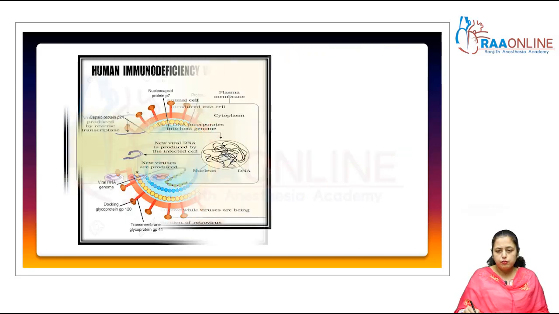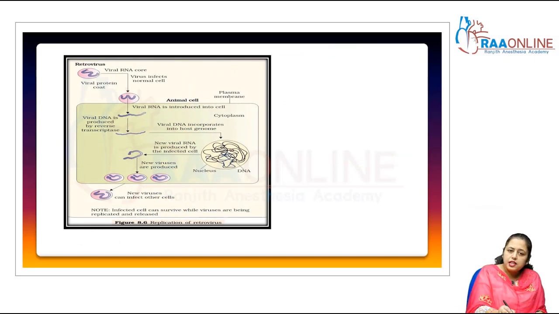So first we can see here, right, that the retrovirus HIV uses its RNA to form a DNA template, right? It is the viral protein code. What will happen, that virus infects the normal cell, and when it infects the normal cell, the viral RNA is introduced in the cell. So viral DNA is produced by the reverse transcriptase, right? And now that viral DNA incorporates with the human genome. So when it incorporates with the human genome, then new viral RNA is produced by the infected cell. And after that, all the cells produced are infected cells, right? So all this is the action of the HIV virus on our body.